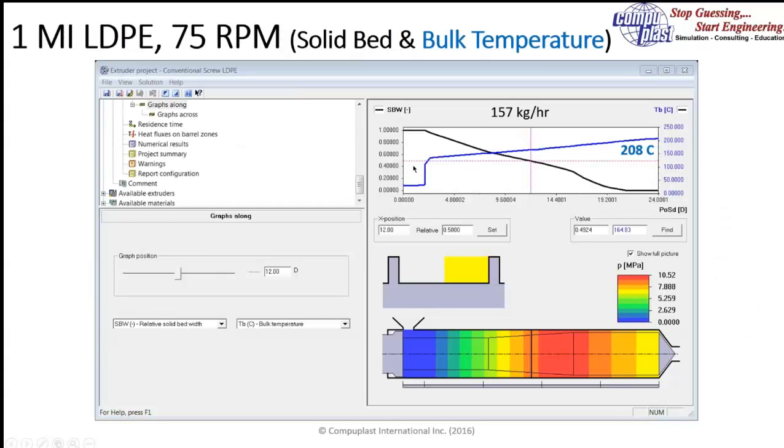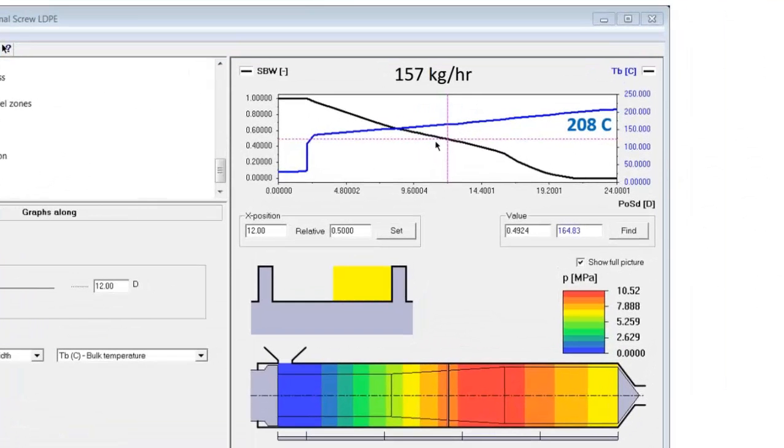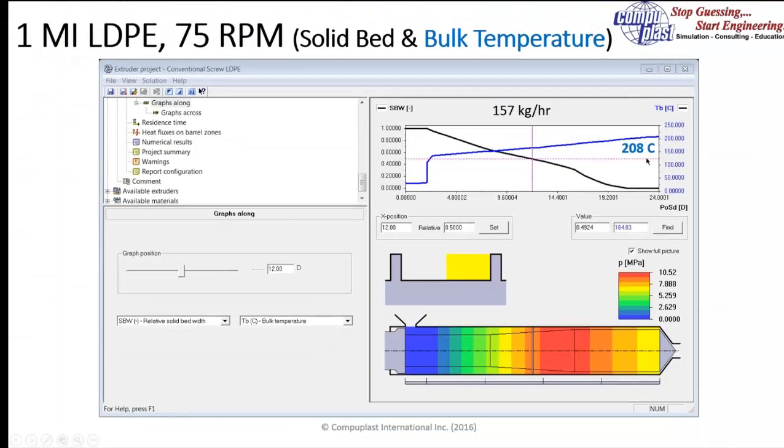And here's the result. The black line is the solid bed width ratio, so you can see it's going down gradually and reduces to 0 before the end of the screw. So all the material has melted. And the blue line shows the temperature development corresponding to the right axis. At 75 RPM, this extruder is producing 157 kgs per hour, and the bulk average melt temperature at the end of the screw reaches 208 degrees Celsius. And this is acceptable performance.